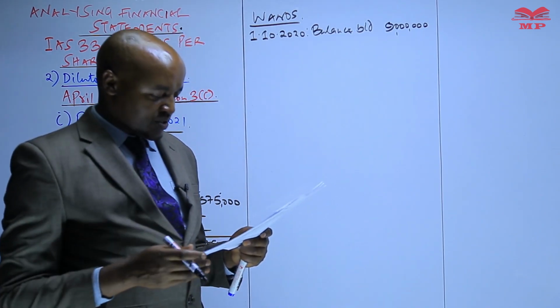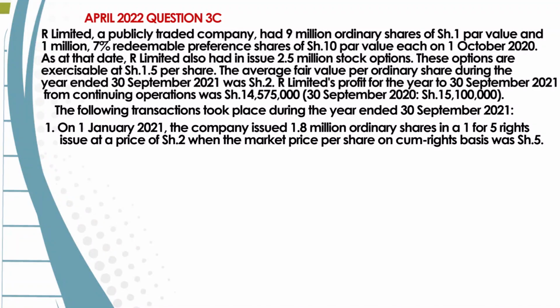So we go specifically to note number 1, and you are told on 1st January 2021, this company issued 1.5 million ordinary shares in a 1-for-5 right issue at a price of 2, when the market price on the cum-right basis was 5. So what are we given there? This is a right issue.